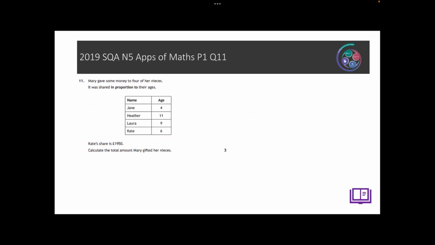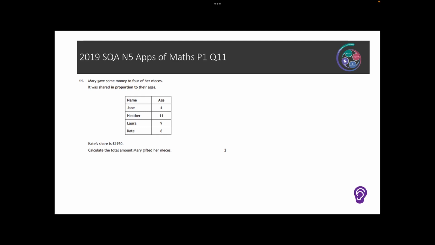Moving on, we're going to look at question 11. Mary gave some money to 4 of her nieces. It was shared in proportion to their ages. Jane's 4, Heather's 11, Laura 9, Kate 6. Kate's share was £1,950. Calculate the total amount Mary gifted her nieces.